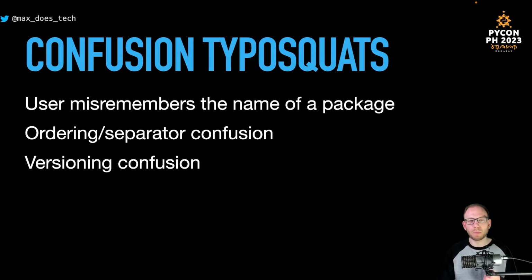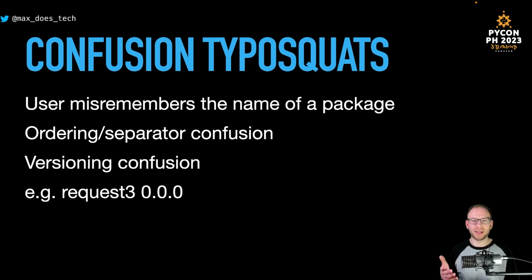There's also versioning confusion. So in some cases, for example, things like this, like request 3, right? A user who's not familiar with requests or not very experienced might say, hey, this looks good. This looks like a beta version of requests version 3. Cool, I'll download that. But this is actual malware, and I actually did see that on the Python package index. So you've really got to be careful and make sure you're downloading the right stuff.